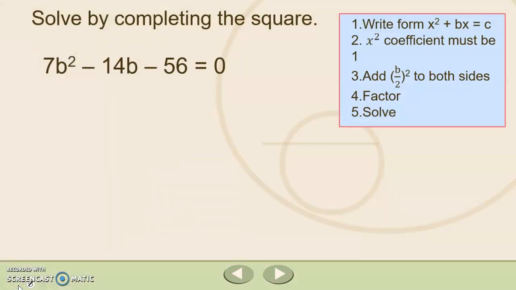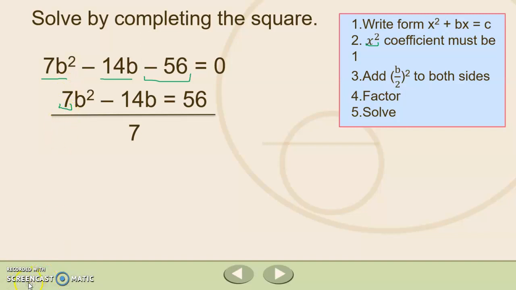So step 1, let's write the form x squared plus bx equals c. Here is my quadratic term, here's my linear term. I need to move my constant term, and I'm going to do that by adding 56 to both sides. Step 2, my x squared, or my quadratic coefficient, must be 1. Right now it's 7. So I've got to divide everything by 7, and that simplifies my equation to b squared minus 2b equals 56.